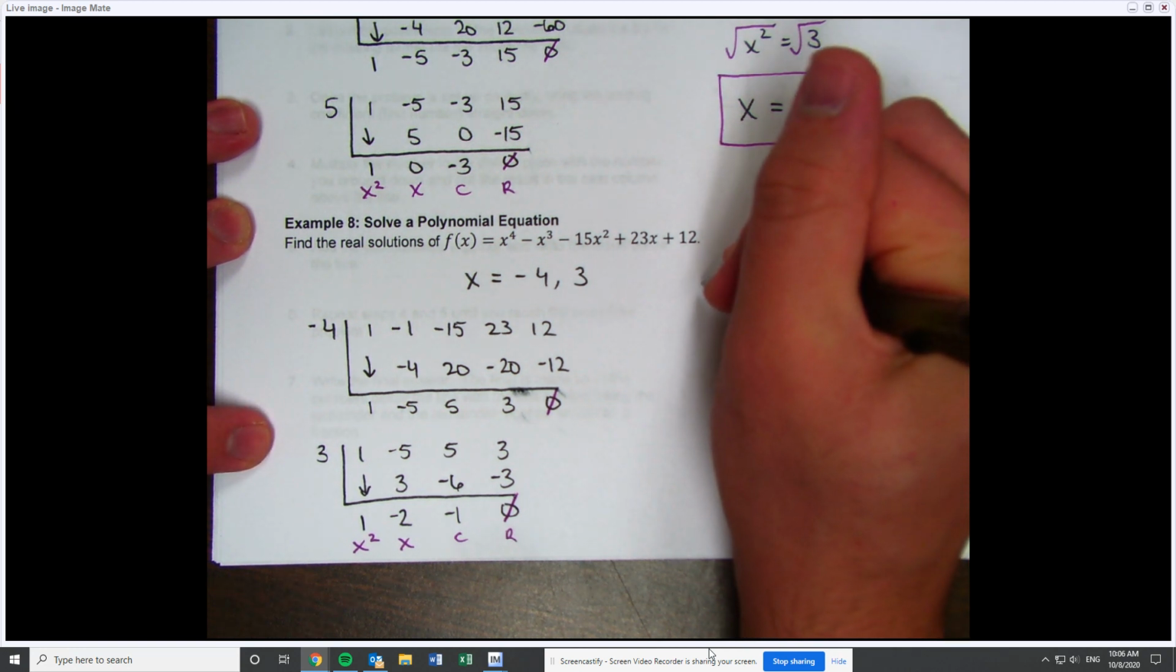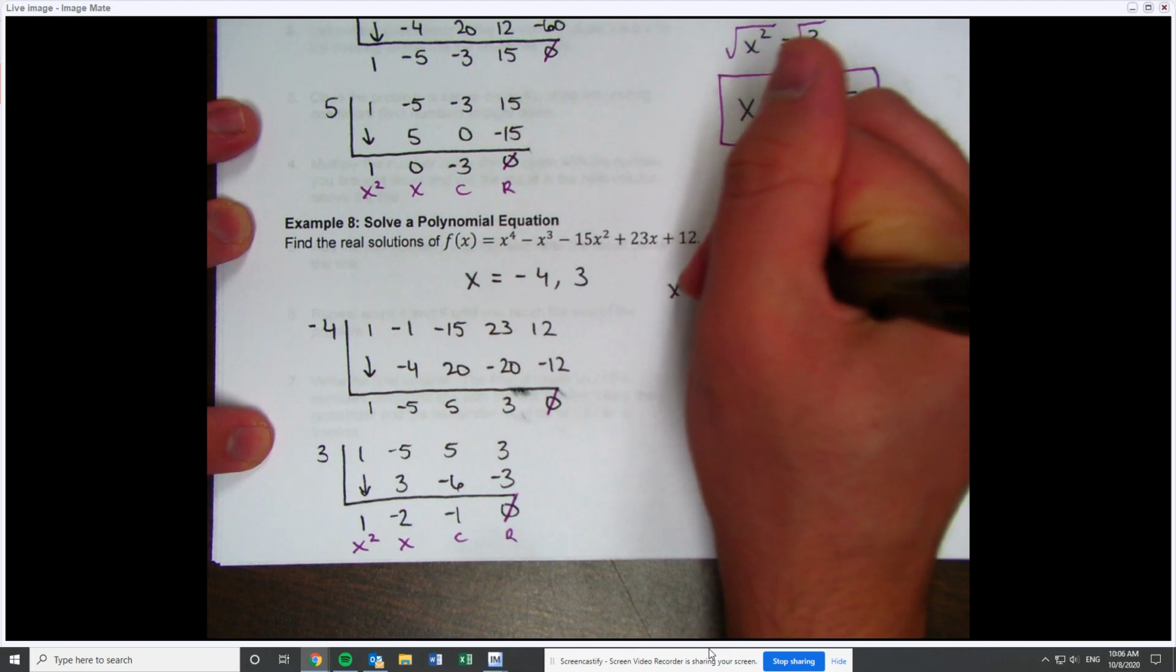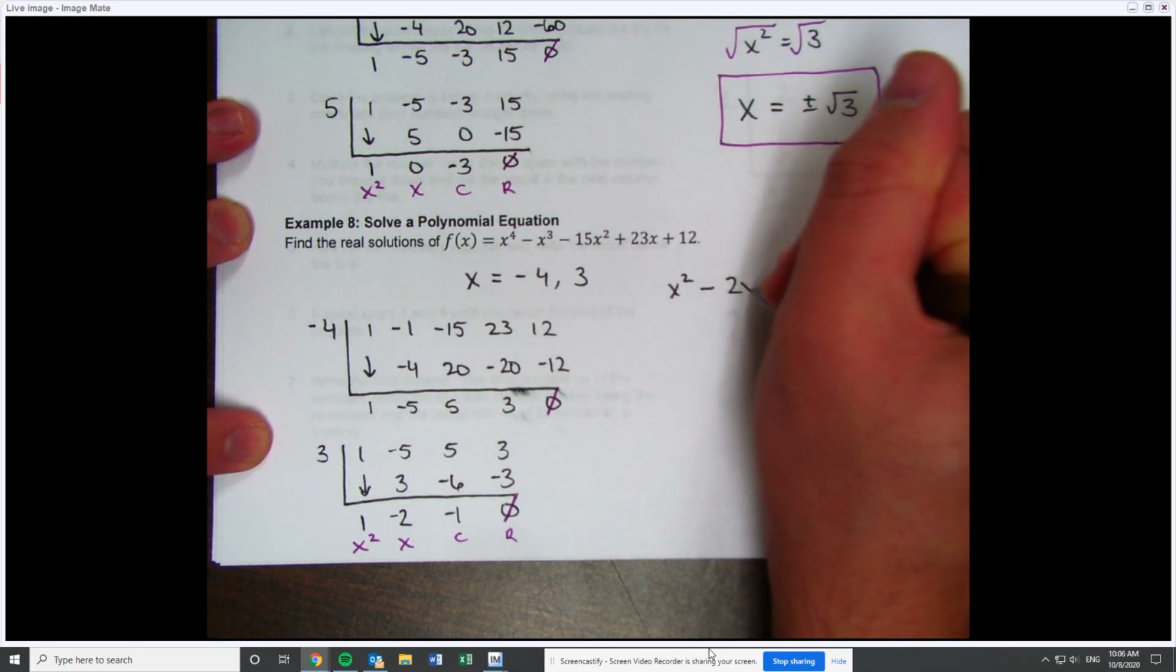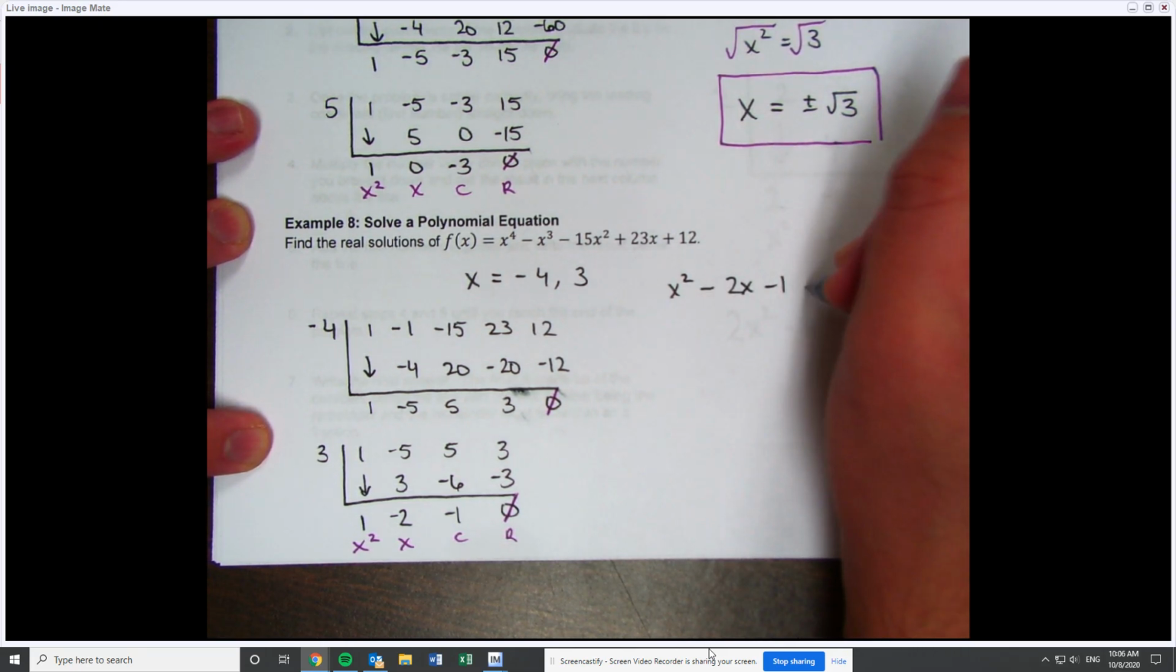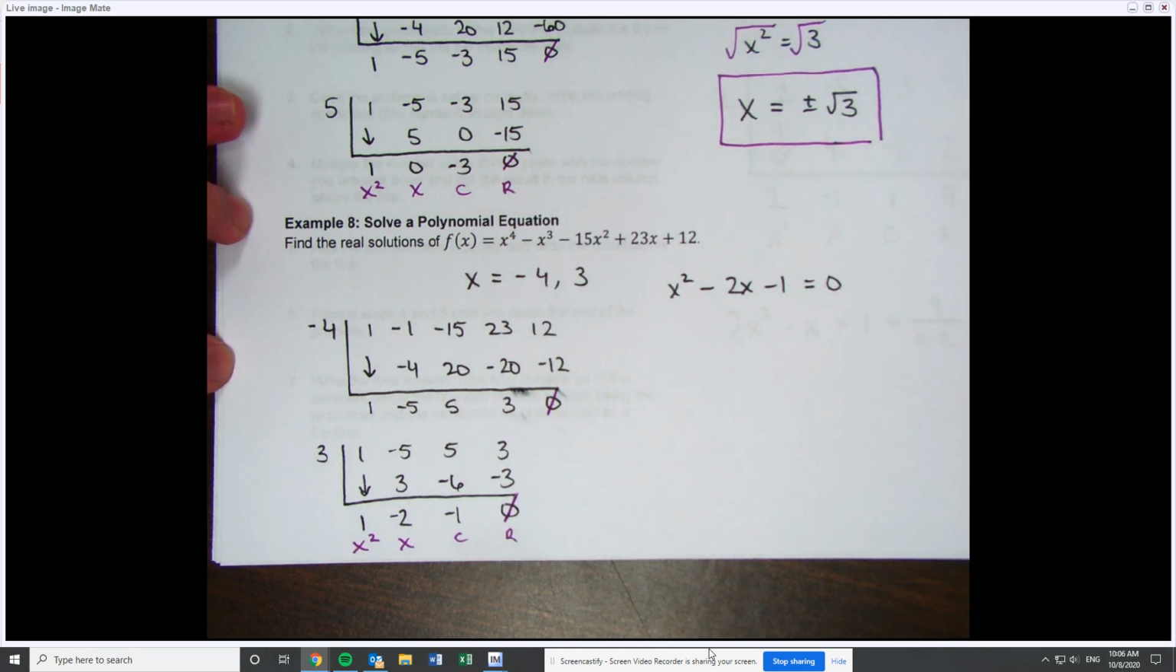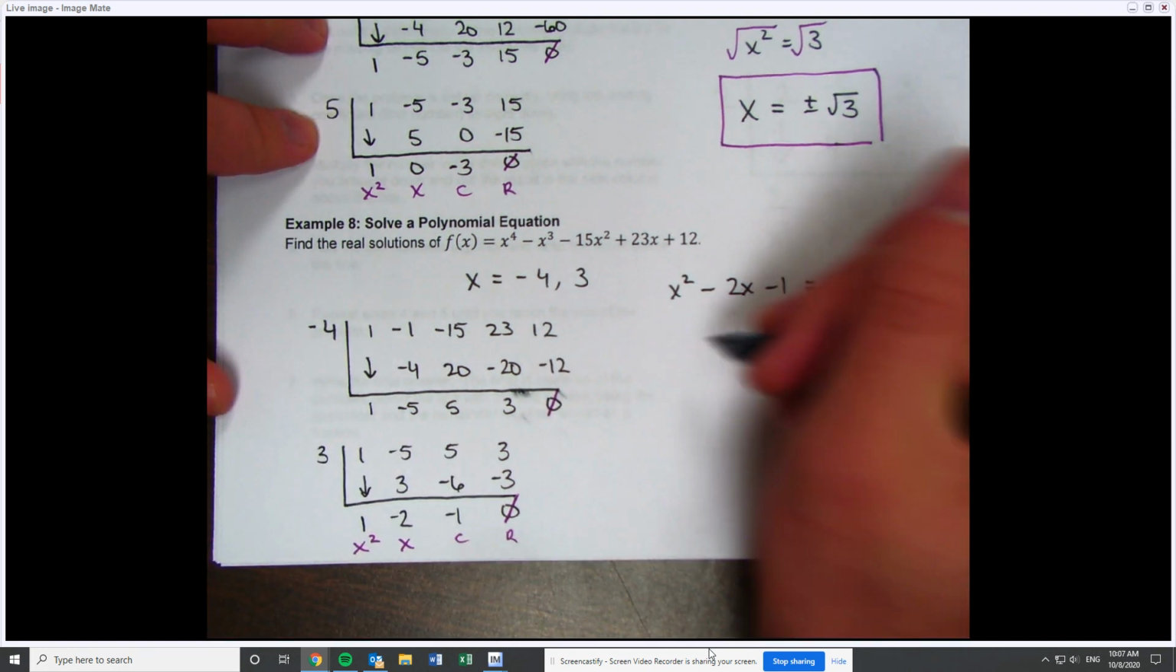Now I have this polynomial to solve. X squared minus 2x minus 1 equals 0. Now, if you try using the ABC method on this one, it's not going to work out for you. This is one that we're going to have to do something else on. So here you can either use the quadratic formula or you can complete the square. We've completed the square a lot, so I want to do the quadratic formula. And that's something that's going to help us out next time too quite a bit. So let's do the quadratic formula on this one.